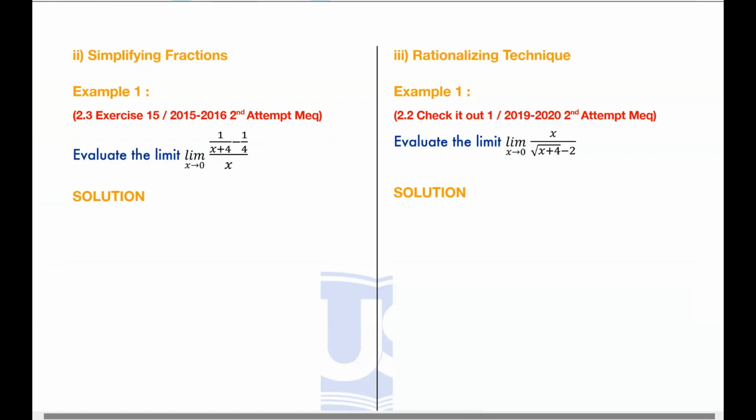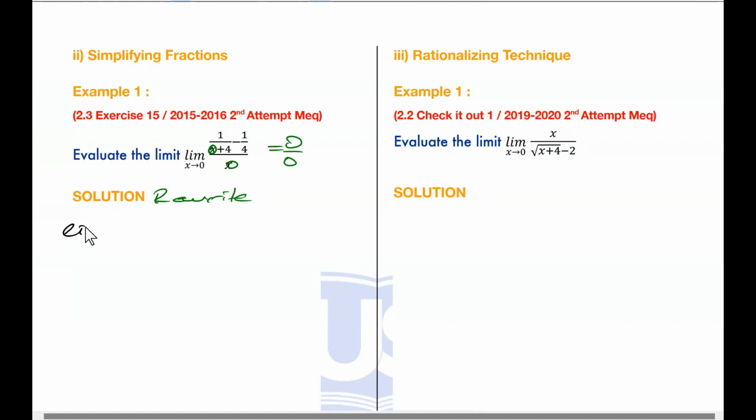Now, let's try to rewrite this by combining the fractions first. But first, let's make sure that it is a 0 over 0 condition. When you insert 0 for x, 1 over 4 minus 1 over 4 is 0, 0 at the top, 0 at the bottom, yes, 0 over 0 condition. So as in the first technique, we will rewrite it in an equivalent form of the limit.